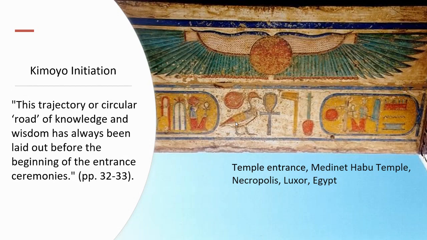So it's no different when you go into ancient Egypt and you see on these temples on the entranceways the sun disk with the wings, because they're talking about the movement, the trajectory of the sun. So now you're coming in and getting this wisdom and information.